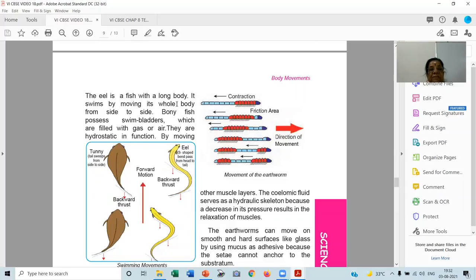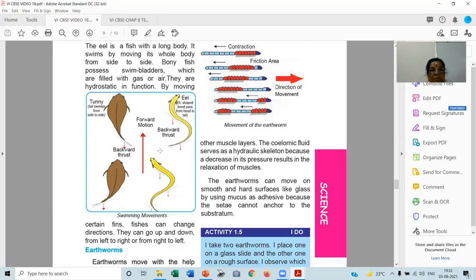The eel is a fish with a long body. It swims by moving its whole body from side to side. Bony fish possess a swim bladder, which is filled with gas and is hydrostatic in function. I hope you follow. So this is for swimming movement in different fishes.